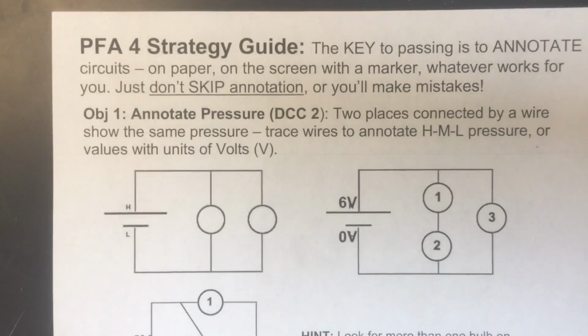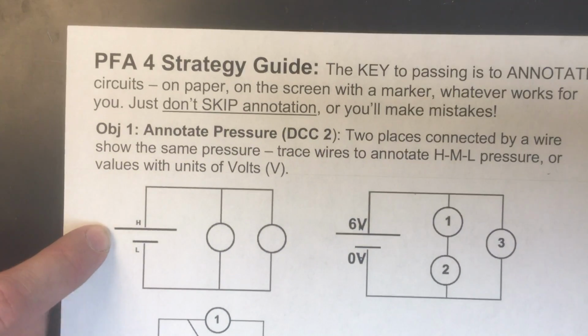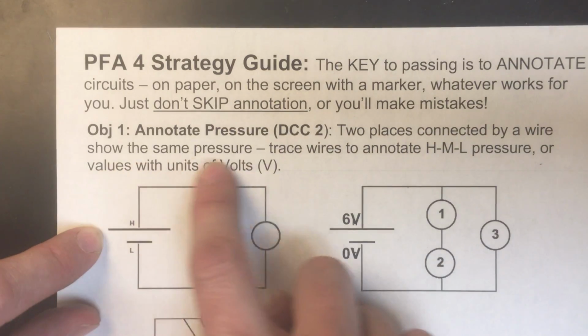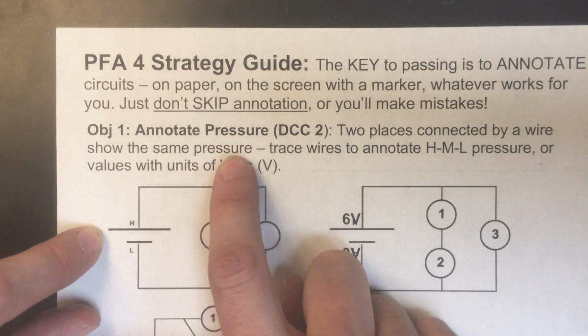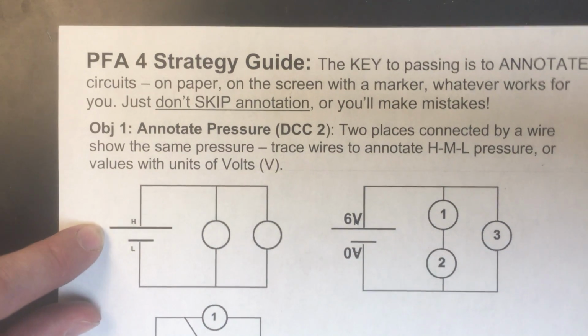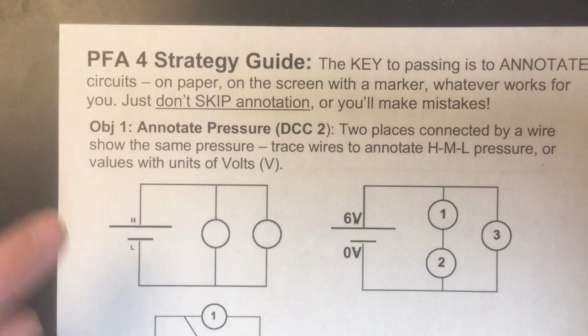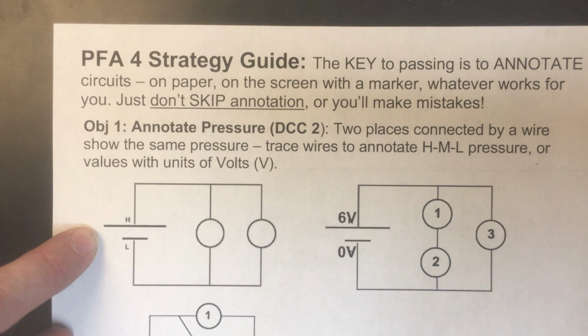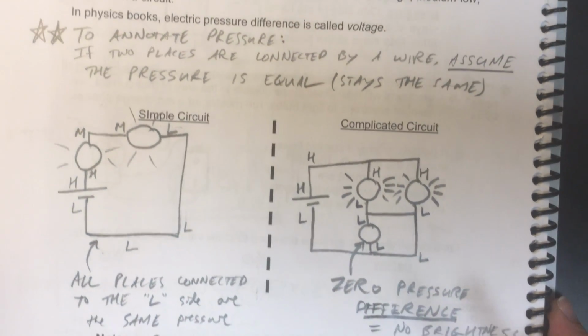So let's look at this one to start off with. We know that two places connected by a wire show the same pressure, meaning voltage. Trace wires to annotate HML pressure or values with units of volts. Take a moment and try to do this one yourself using this clue. Pause the video. You can use these notes as a guide.